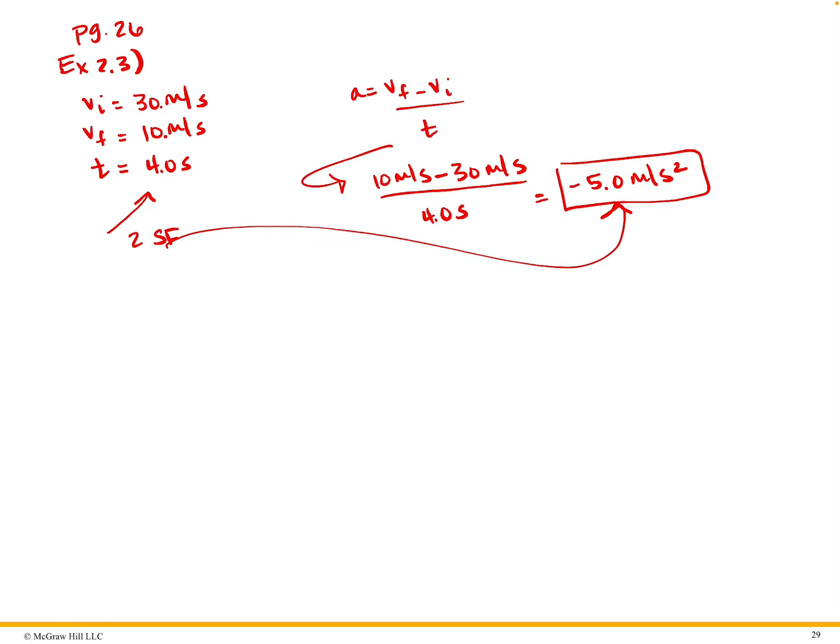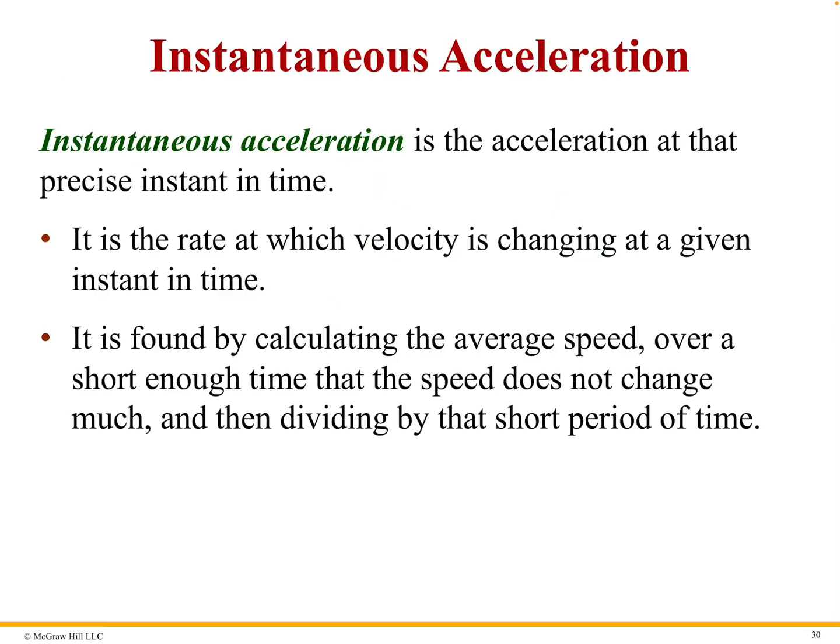Okay, so the homework gets a little bit picky on some of that stuff. So see, this negative 5 meters per second squared is just another way of saying 5 meters per second squared west. Either way, okay? All right, so instantaneous acceleration is the acceleration at an exact time, just like we had instantaneous velocity. And that's the rate at which velocity is changing in time.